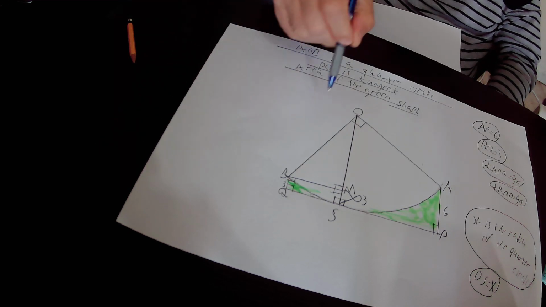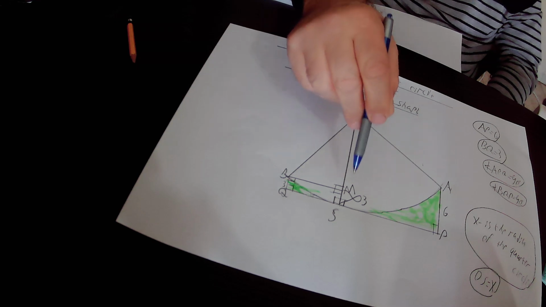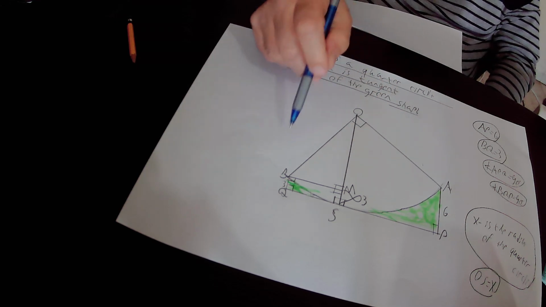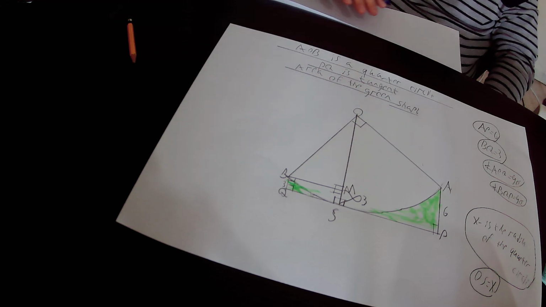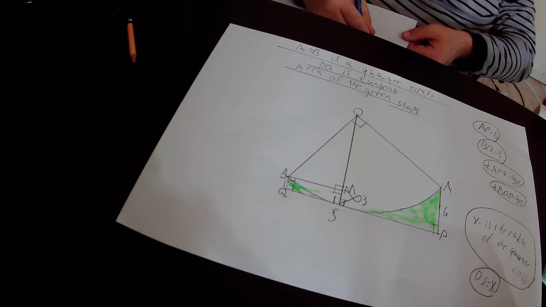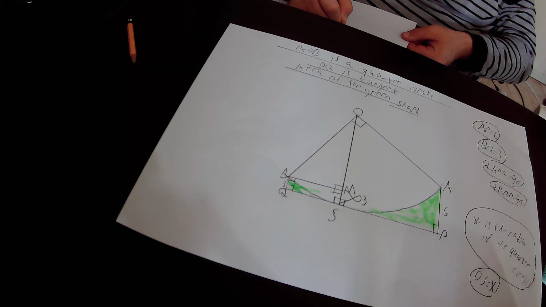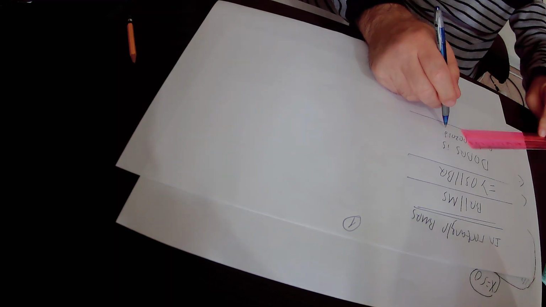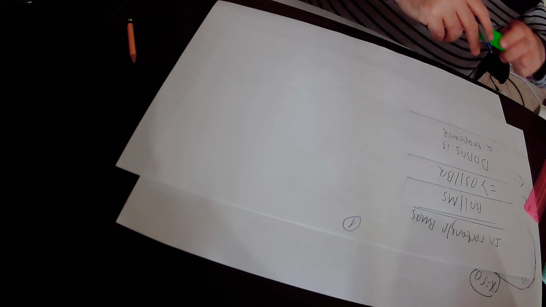So in quadrilateral OBQS, side OS is parallel to side BQ. Therefore, quadrilateral OBQS is a trapezoid. So I write it down. Quadrilateral OBQS is a trapezoid. Why? Because it has one pair of parallel sides.